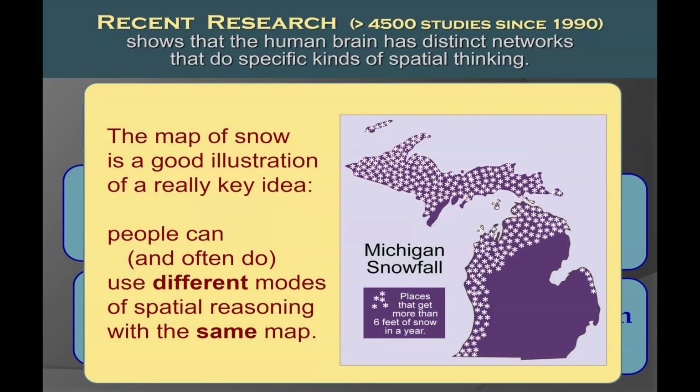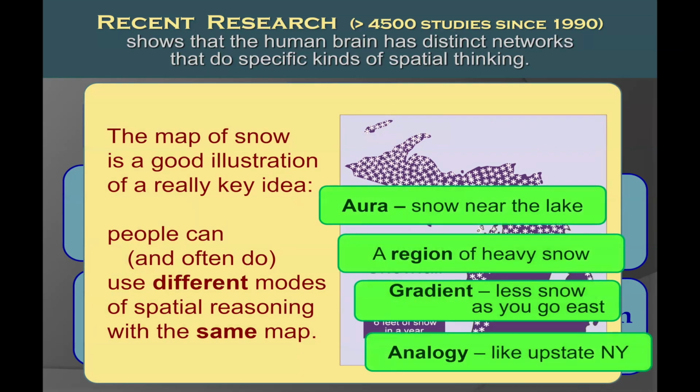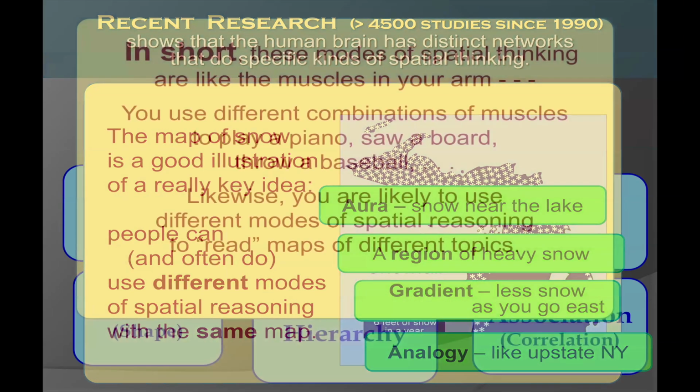Well, before I leave the map of snow, it's a really good illustration of a key idea that people can, and frankly, they often do, use different modes of spatial reasoning with the same map. You could take a look at a map of snow and think of it as an aura, snow occurring near the lake. Or as a region, there is a region of heavy snow in the west side of Michigan. Or as a gradient, a transition: there's less and less snow as you go east across the state. Or it's an analogy, it's like upstate New York. Different people will use it.